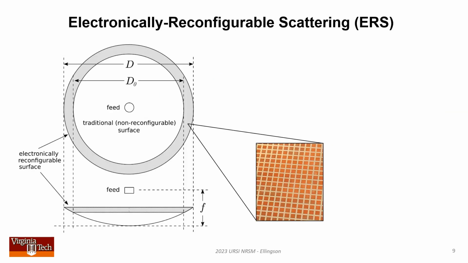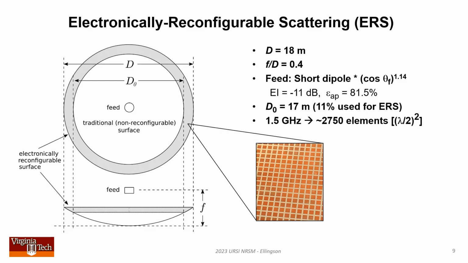Okay, now in the remaining time, I'd like to show you the ERS concept. The idea is to use some fraction of the rim of an existing reflector to implement a reflect array. The reflect array is completely passive. It's just a bunch of patch antennas. But the impedance on the terminals of each patch can be independently adjusted, and that lets you control the scattering.